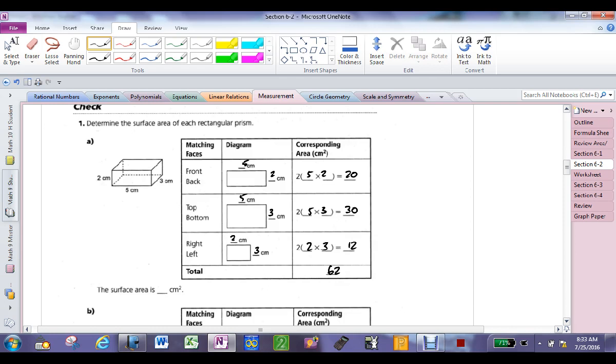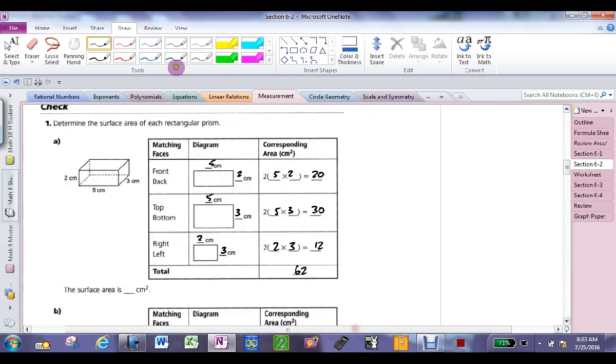In a perfect world, I would also right now make sure you can all do this on your calculator from the formula. Okay? Everybody with your calculator right now, write out the formula. Surface area equals 2LW, LH, WH, right? Does it matter what order you do it in? No. So 2 times 5 plus 5 times 3 plus 2 times 3. See if you can get your calculator to say 62 in one shot. Try it.